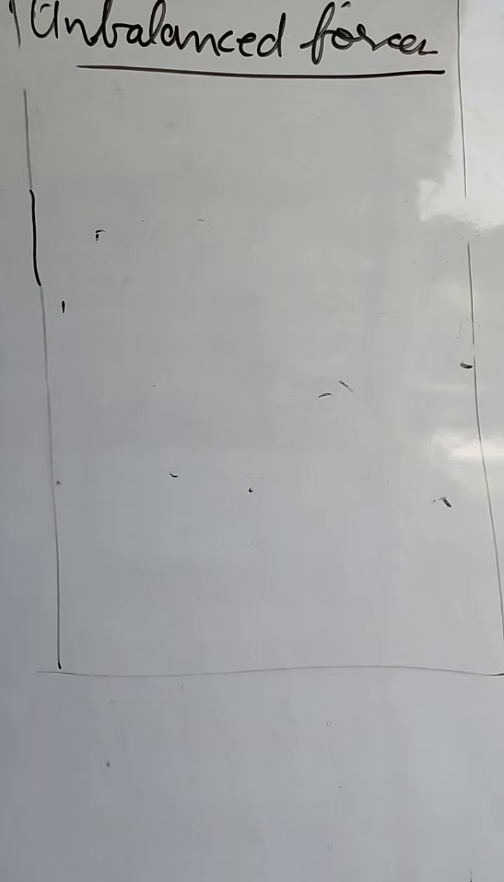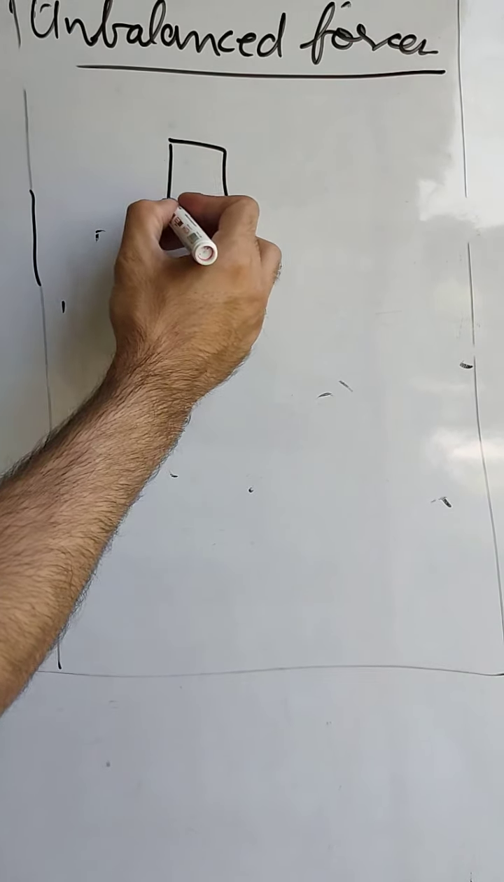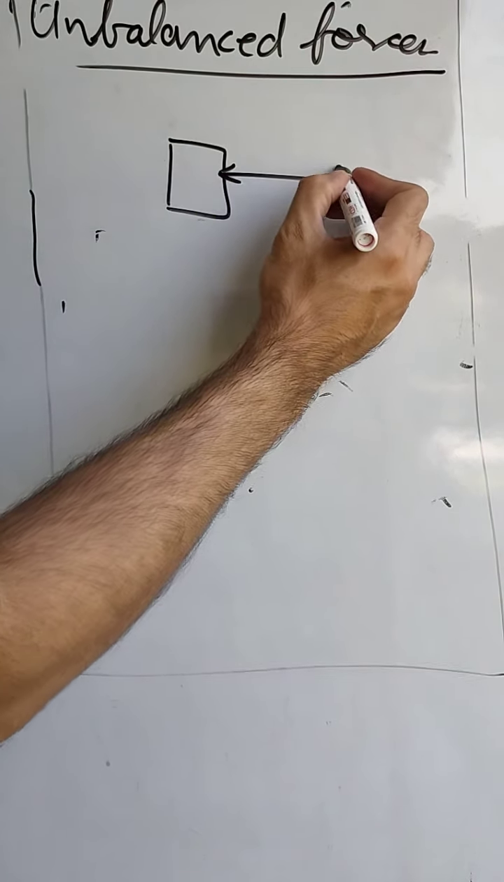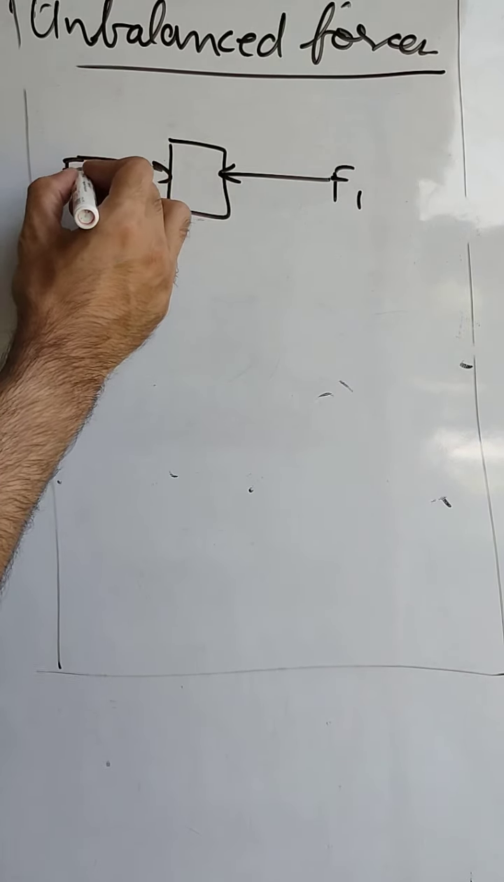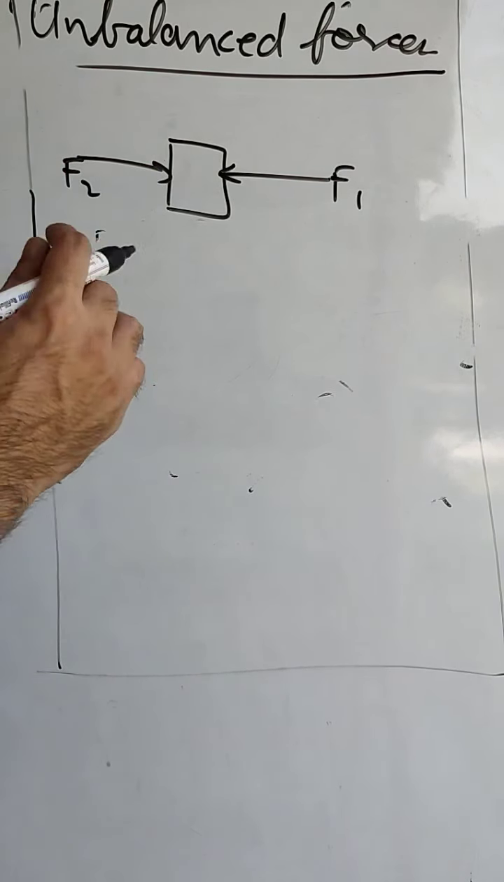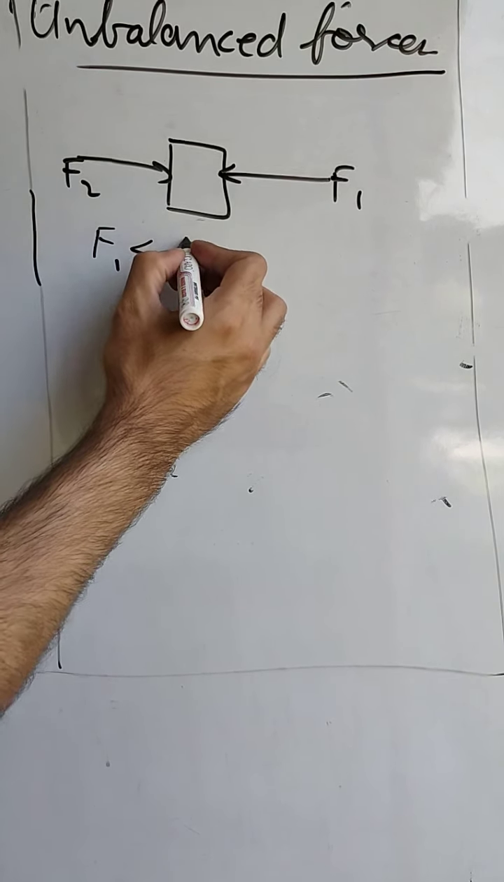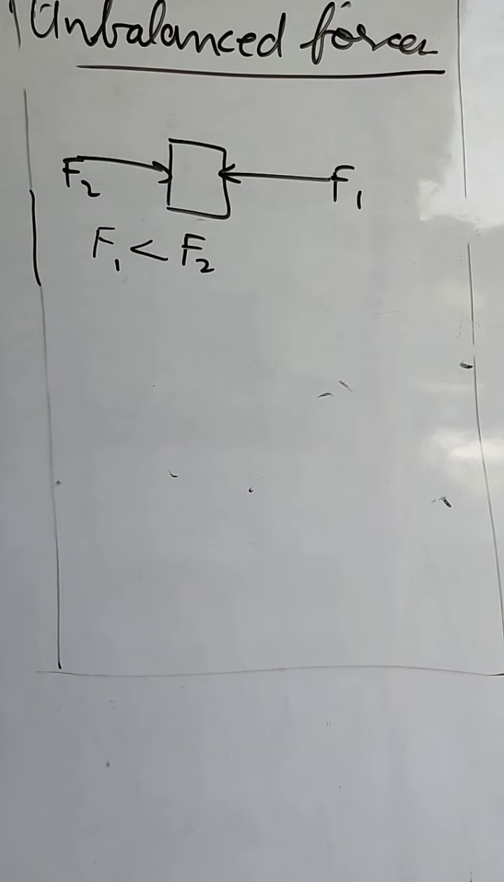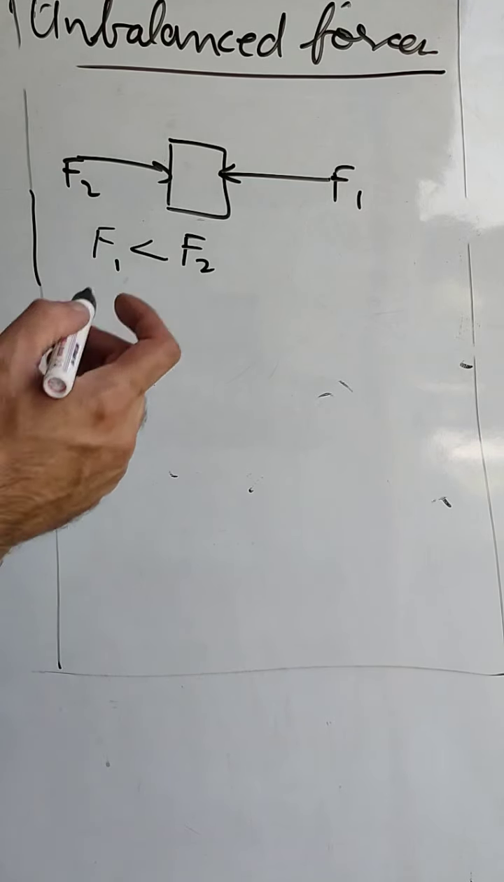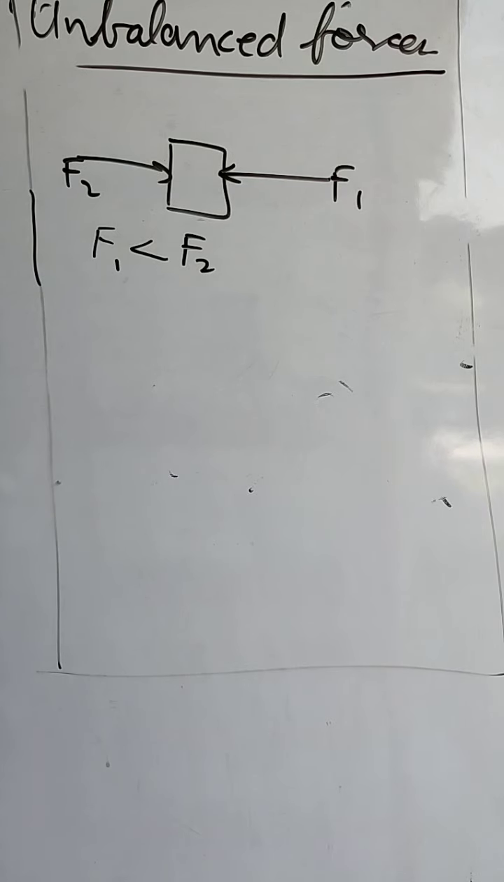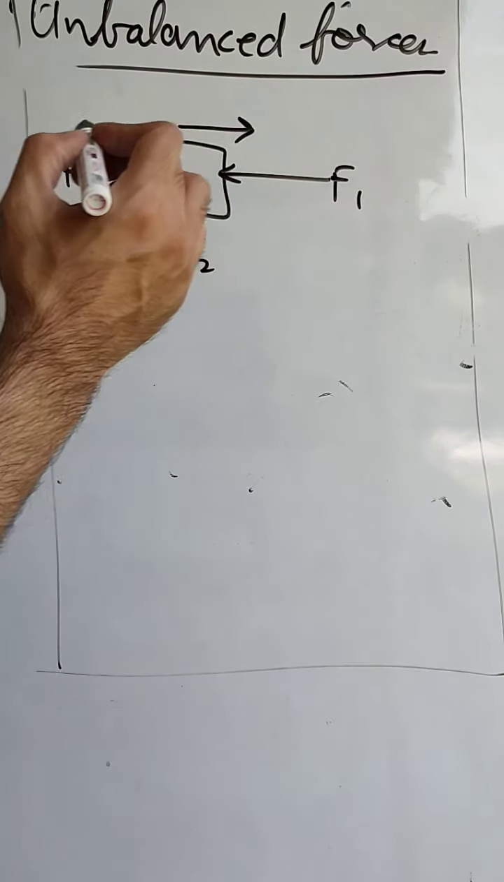Unbalanced forces. Let us take a similar example. Again there is a box and two forces are applied, F1 and F2. Both are towards each other, so opposite in direction. Now let us say that F1 is less than F2. Now if F1 is less than F2, then we can easily see that the box will move. And in which direction will it move? It will start moving in this direction.